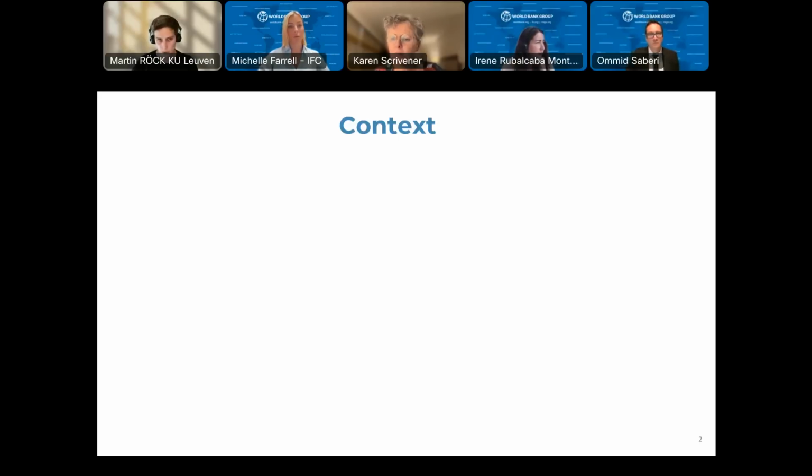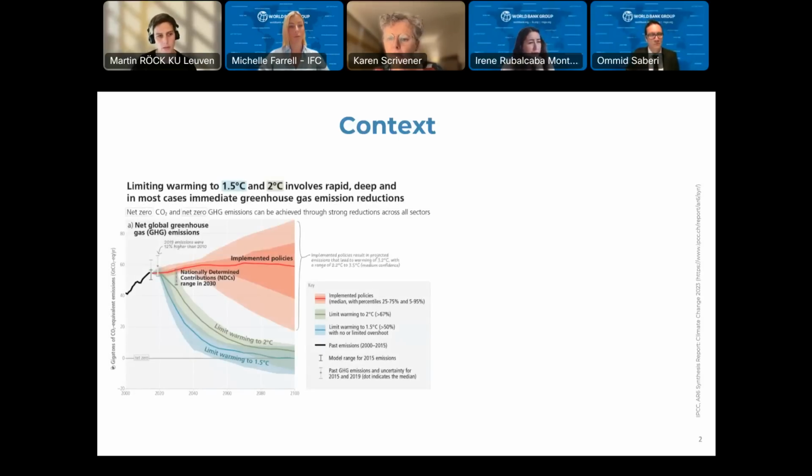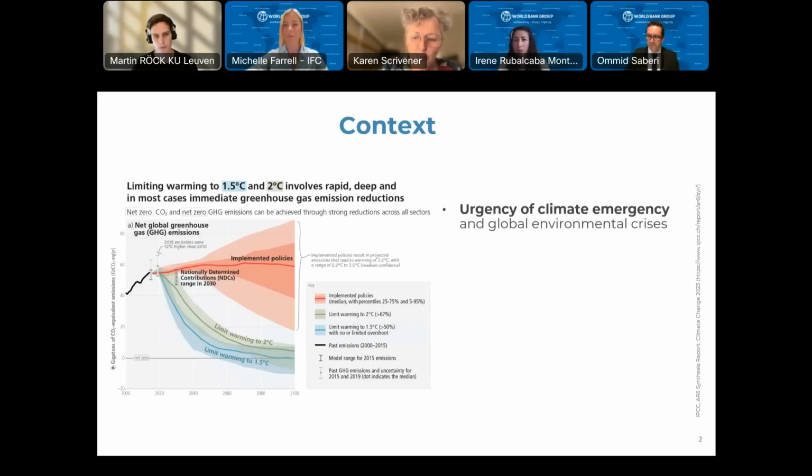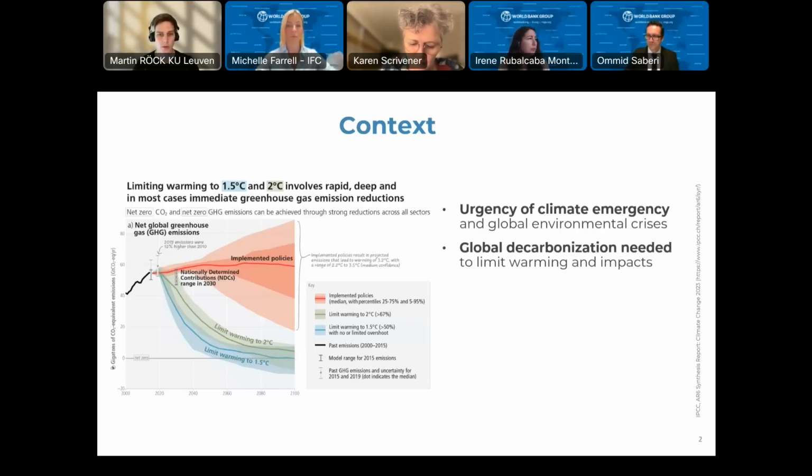First, I want to remind us about the context that we're working in. Karen Scrivener already mentioned it. This is a figure from the latest IPCC report, which just really shows that if we remain on the trajectory of currently implemented policies, which also include policies in the built environment and the construction sector, then we are really not on track to, in fact, reduce and limit warming to 2 degrees or 1.5 degrees. For this to happen, we need a lot more radical emission reductions than what currently is happening. So there's really an urgency of the climate emergency and a global decarbonization that is needed.